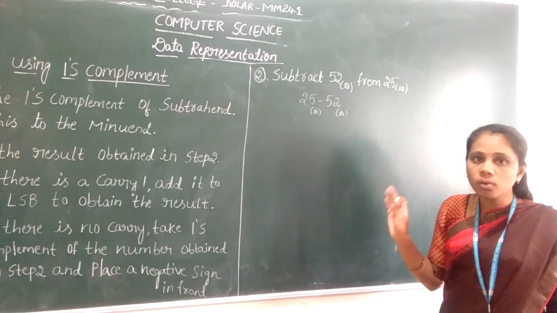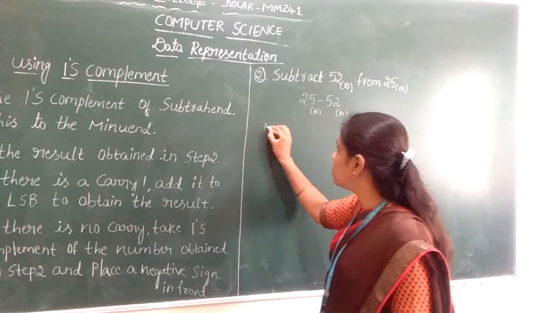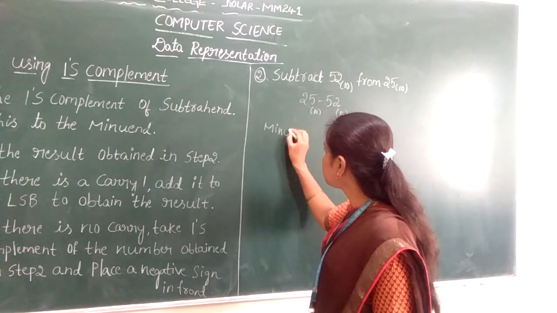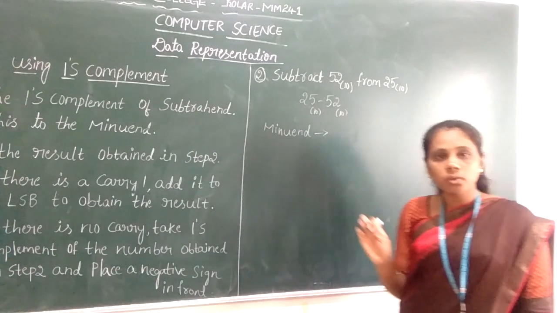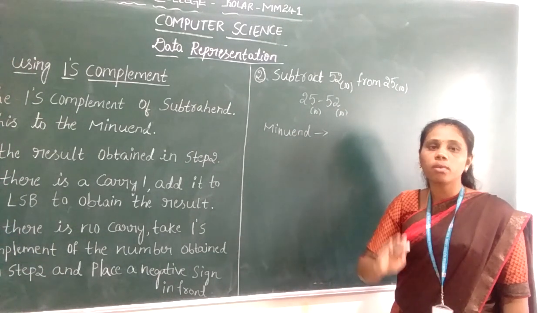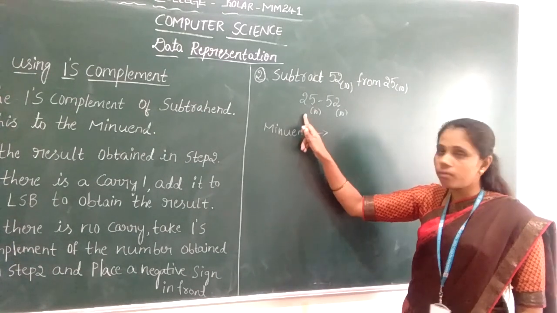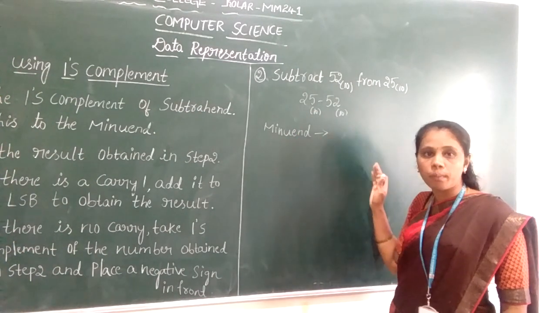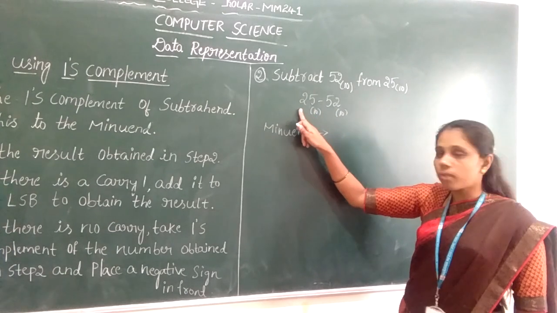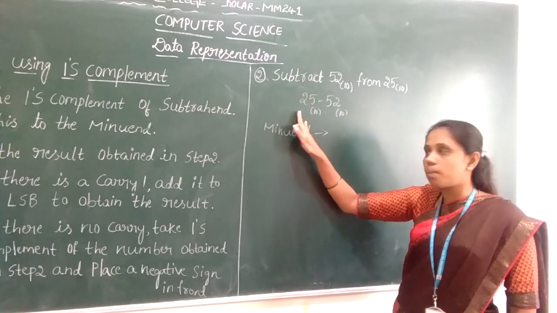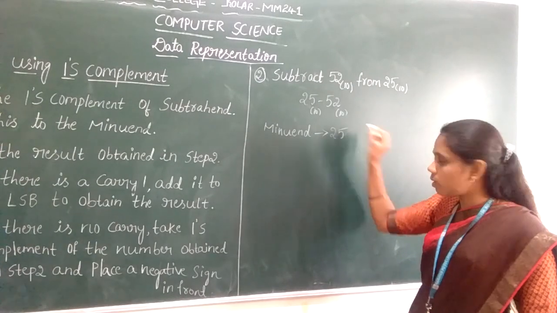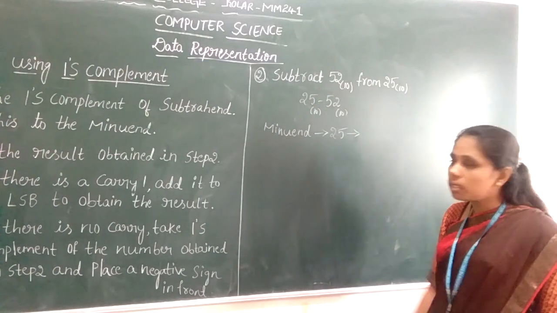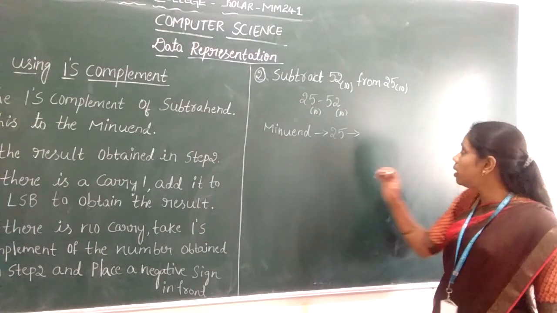So first find out which is the minuend. Always remember, minuend is the number from which we are subtracting. Here from 25 we are subtracting 52. So we are subtracting from 25, and that will become the minuend. Find out the binary equivalent value for 25.